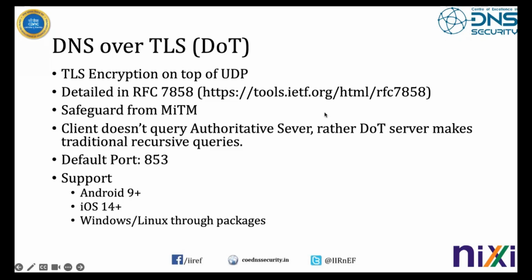So DNS over TLS is basically an encryption layer on top of the UDP protocol, and it safeguards from the man in the middle, so they won't be able to know what websites we are surfing. It runs on default port 853. We can also change the port; there's no issue in that. Nowadays it is supported from Android 9 plus, iOS 14 plus, and some packages can enable it in Windows and Linux also.